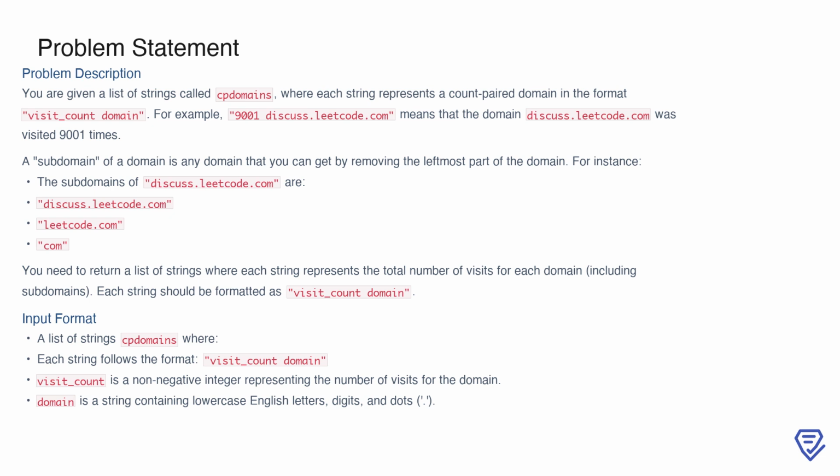Now, what makes this interesting is that we're not only concerned with the given domain but also its subdomains. A subdomain is any domain you can derive by removing portions from the leftmost side of the domain. For instance, the subdomains of discuss.leetcode.com would include the full domain discuss.leetcode.com, the shorter subdomain leetcode.com, and finally the top-level domain com. Your goal is to calculate the total visit count for each domain and subdomain and then return the results in the same format, where each string is written as visit_count domain.